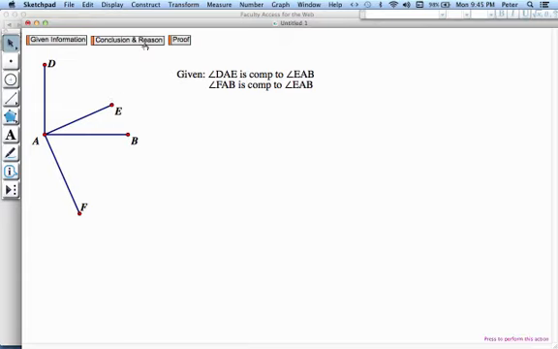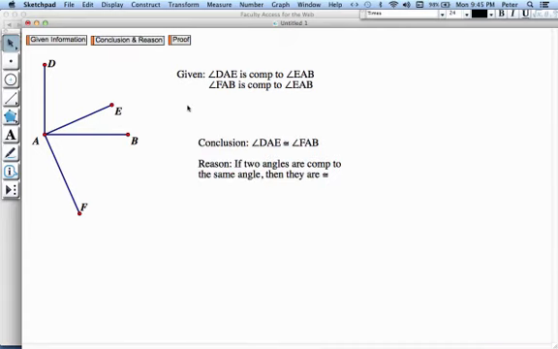Alright, given this information, we can conclude that the angle on top, DAE, is congruent to the angle on the bottom, FAB, and the reason will be our next theorem. If two angles are complementary to the same angle, then they are congruent. Let's take a look at the proof of why this is true.